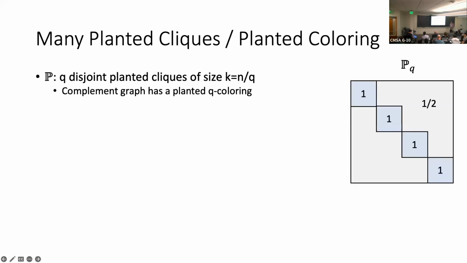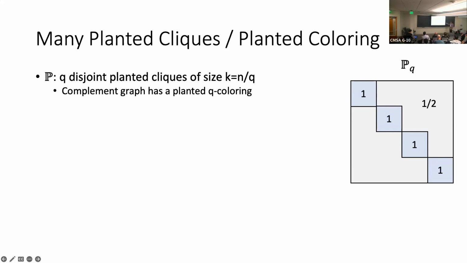So here's a variation of the problem where something a bit more interesting will happen. I'm just going to plant multiple cliques instead of one. In particular, I'm going to plant a bunch of cliques, and those cliques are going to cover the entire graph. So every vertex participates in exactly one clique. I should explain what this picture means. This describes a distribution on graphs.